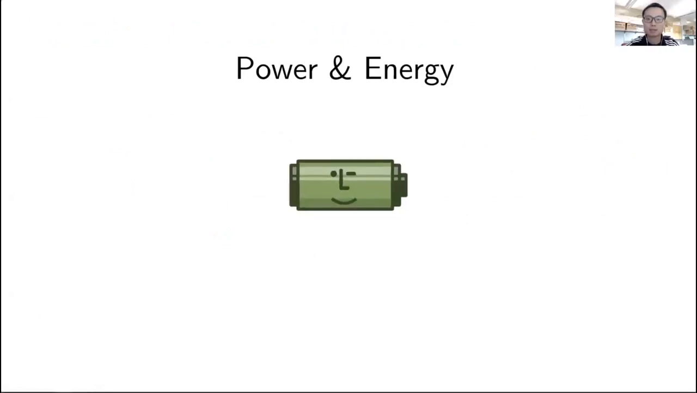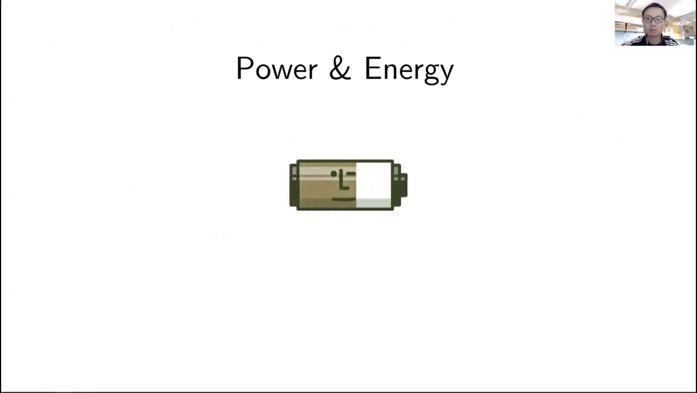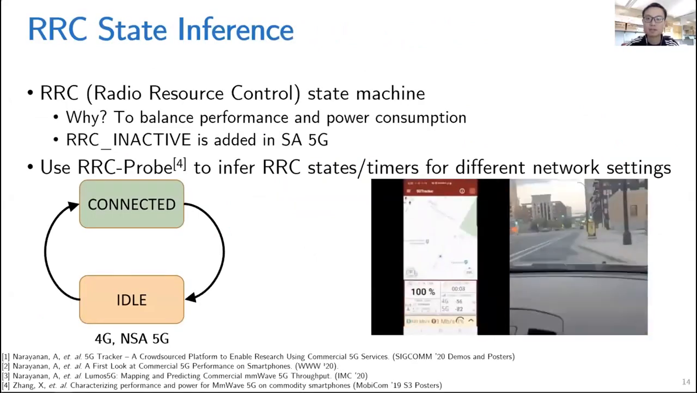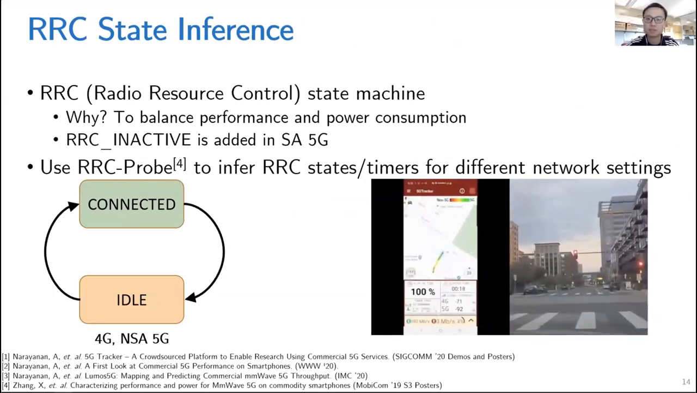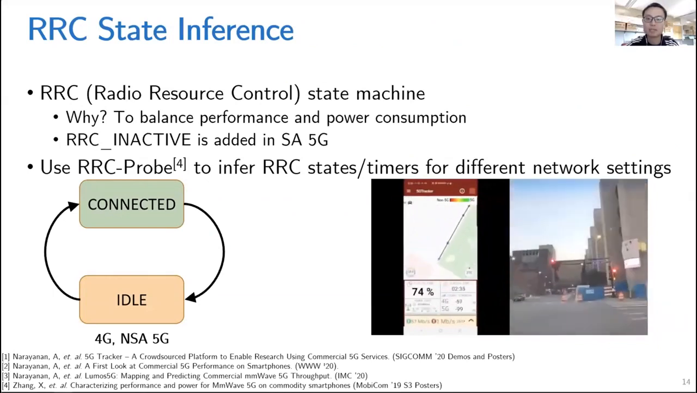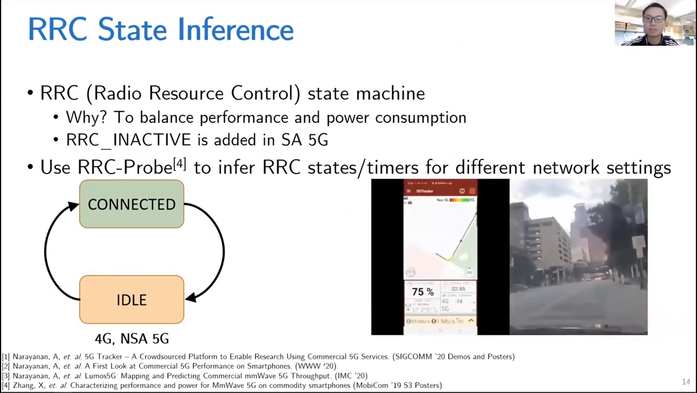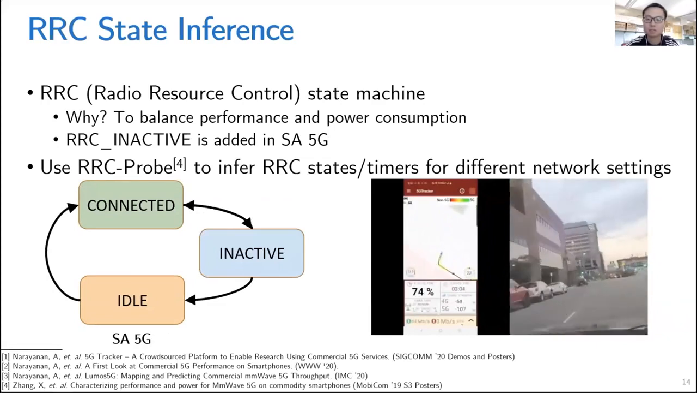Hi, I'm Xumiao Zhang. Now, let's take a closer look at the power characteristics of 5G. We first investigate the RRC state machine. RRC is a power management protocol. UE transitions between different RRC states, including connected and idle states, to balance network performance and power consumption. In SA 5G, a new inactive state is introduced for more efficient state transition.